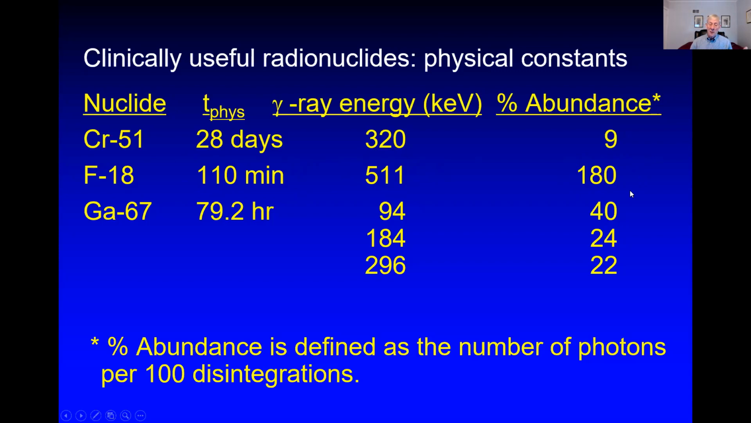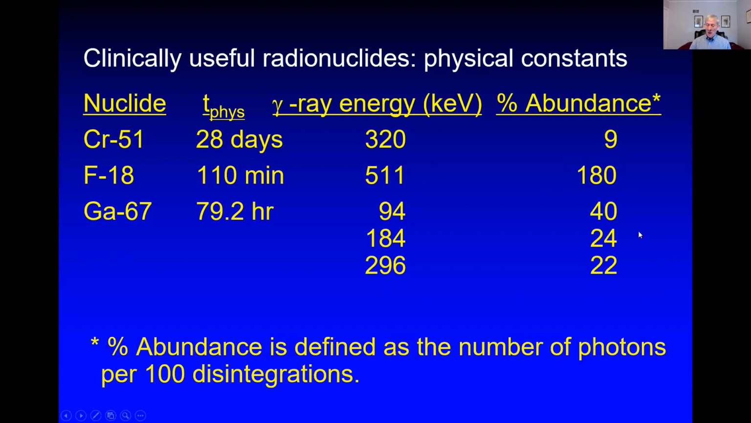Now you might be thinking, from 100 decays, how could we get that many? But in fact, what is the maximum percent abundance that this could have been? We're getting 2 of these for every one of these that decays. The maximum percent could have been 200% because we're getting 2 per decay, but it's 180. That means it's 90% efficient transition.